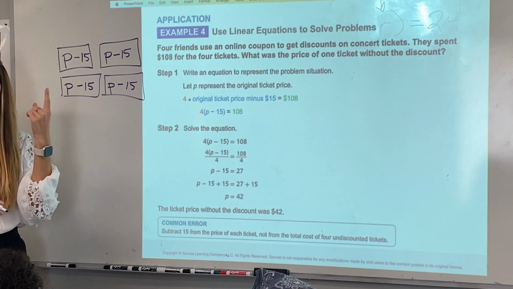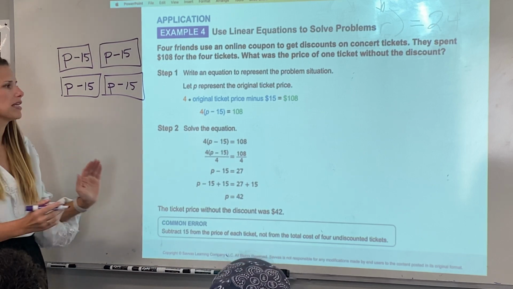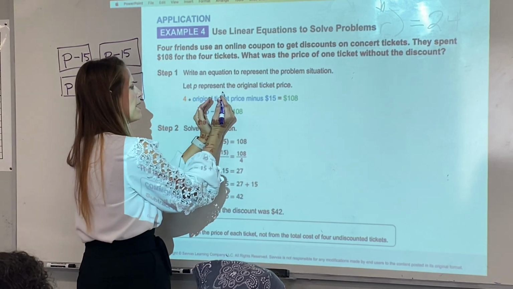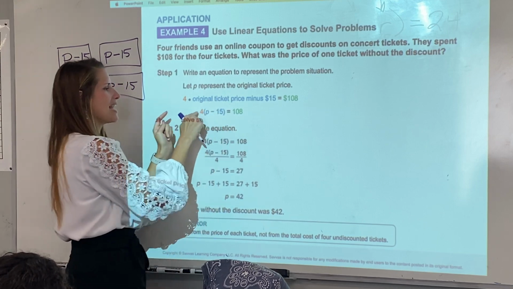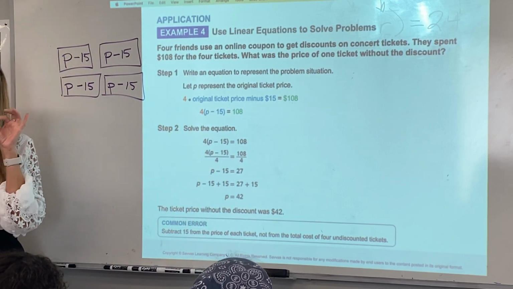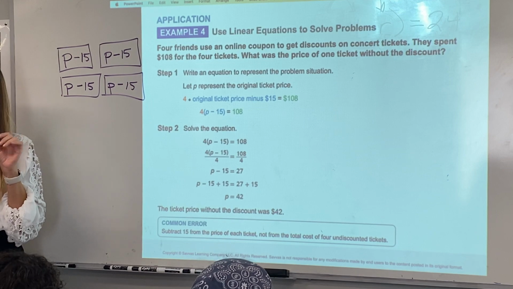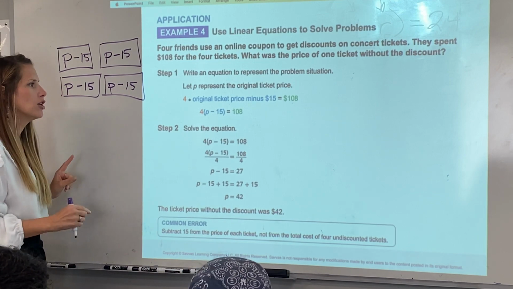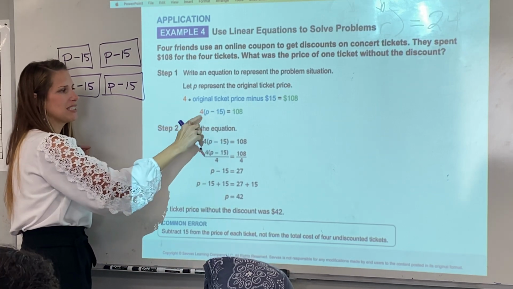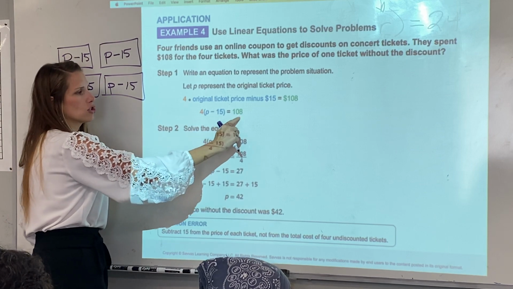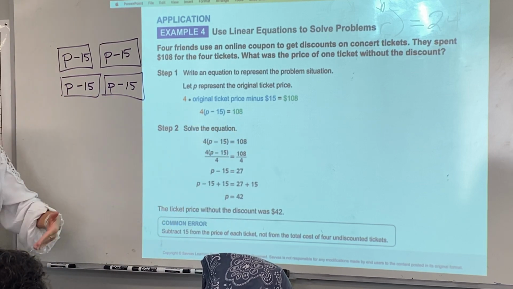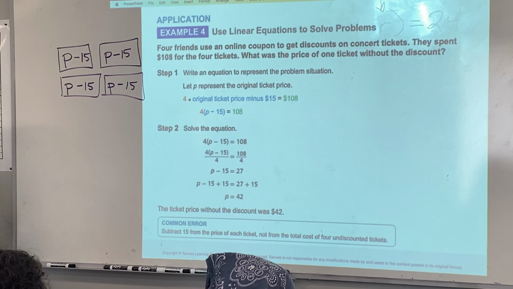That's the property that we're going to use. But the parentheses, making this P minus 15 being next to the 4, indicates what operation? Multiplication, very good. So this is P minus 15 times 4, the total of what they spent on all 4 tickets, right?